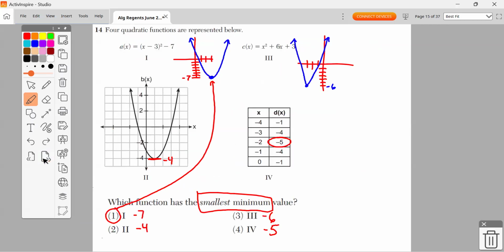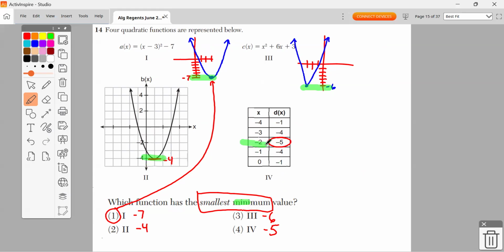In question number 14, 4 quadratic functions are represented below. So we have this equation, I graphed it. We have this equation, I graphed it. We have this graph, and we have this table. Which function has the smallest min? The smallest min. Well, when I graph this one, I can see that the min is at -7. When I graph this one, I can see that the min is at -6. This min is at -4.